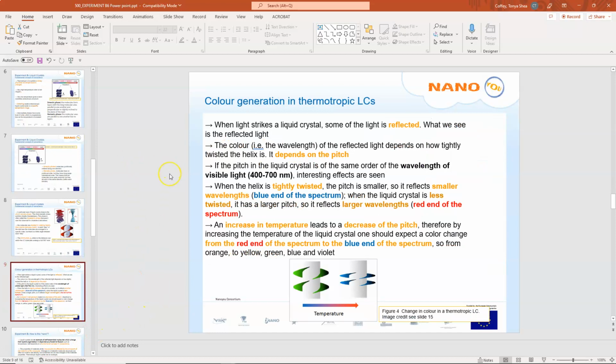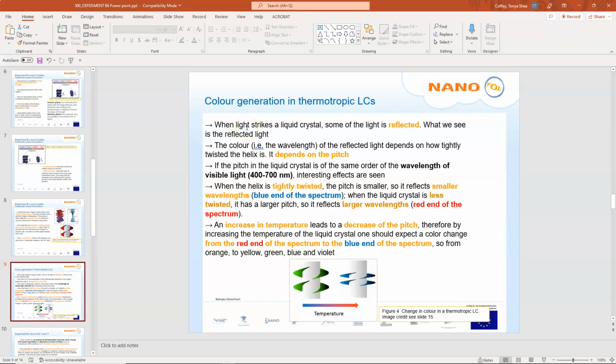So, to continue, when light strikes the liquid crystal, some of that light gets reflected back, and what you see is the reflected light. The color of the reflected light depends on how tightly twisted that helix is. It depends on the pitch of that helix. If the pitch in the liquid crystal is on the same order as the wavelength of visible light, which is of course between 400 nanometers for blue light and 700 for red light, then interesting effects are seen.